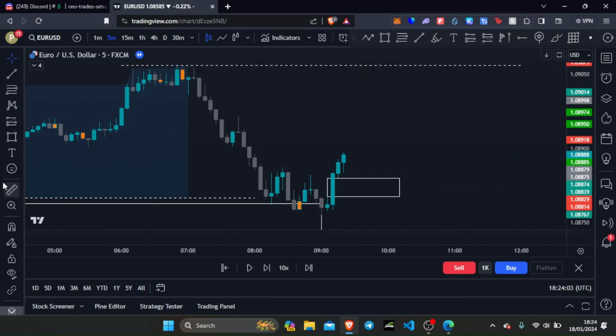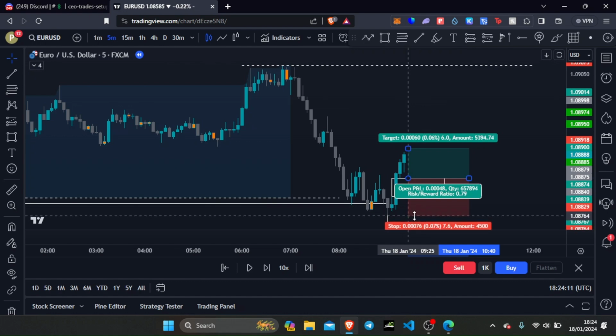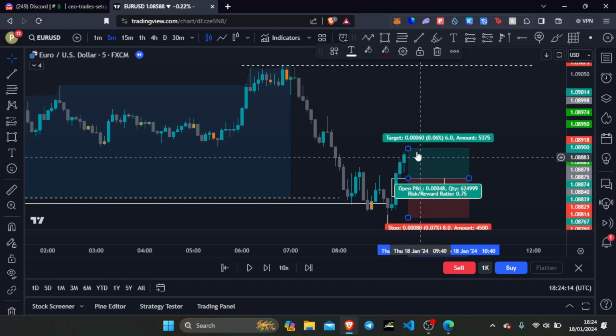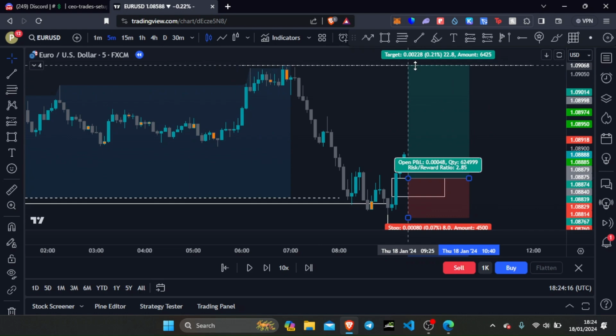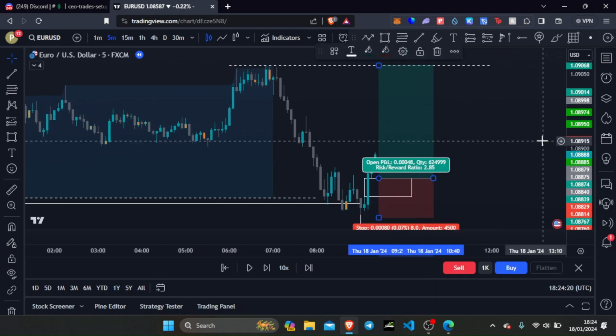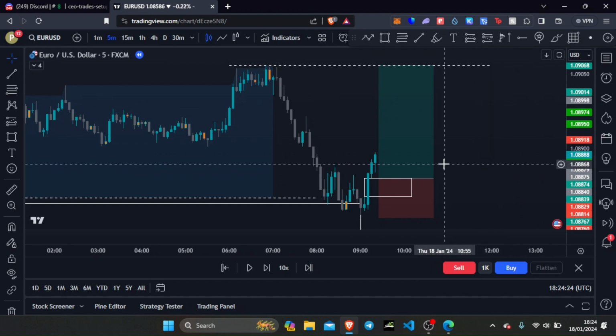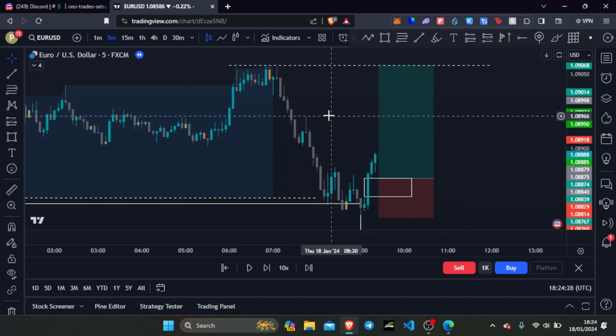So if we are taking a long from this area, we would put our entry at the beginning of the fair value gap with our stops just below the most local low, just like that. And then we would be targeting the opposing liquidity, giving us a nice 1 to 2.85 risk to reward. Right, that's everything done.